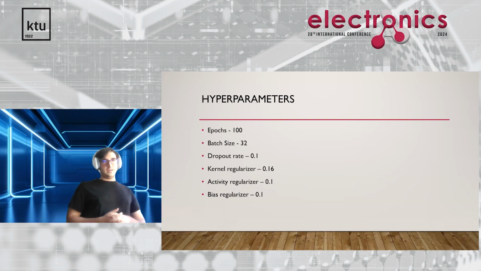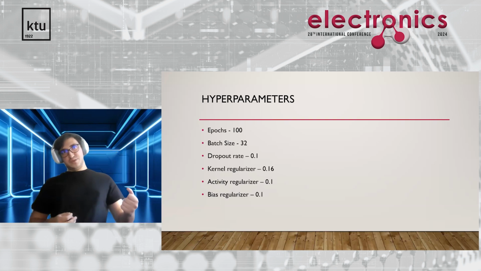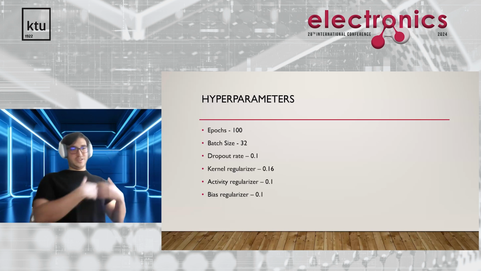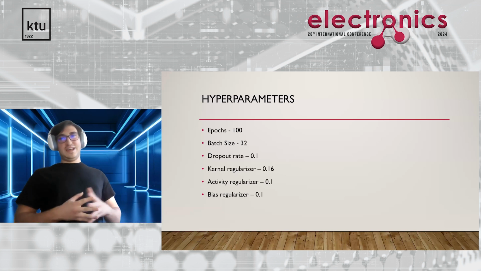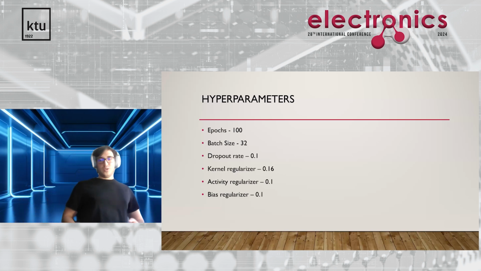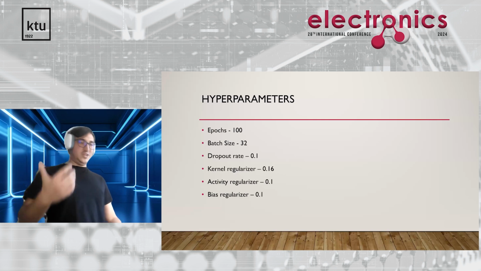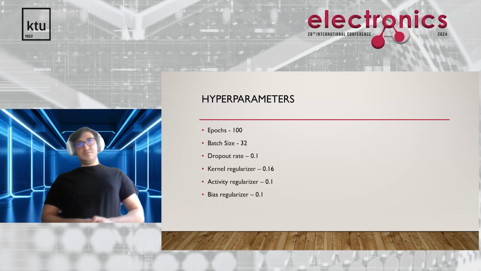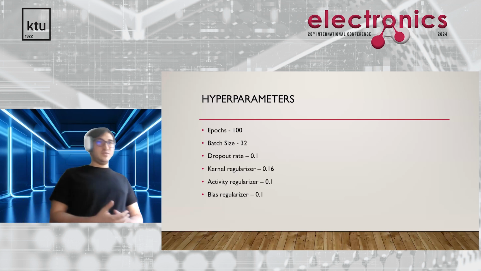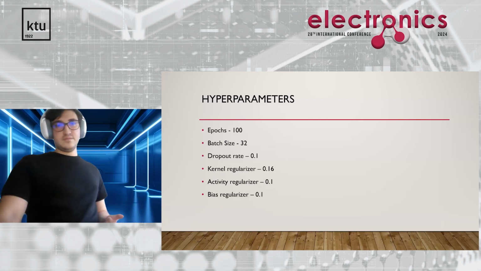And we also have the activity regularizer, which helps with generalization. So if the image doesn't quite look like the training data, we can still have a rough idea of what it actually means, so we don't just get a random chance. And then we have the bias regularizer, which, well, avoids bias, so improves the model's robustness.